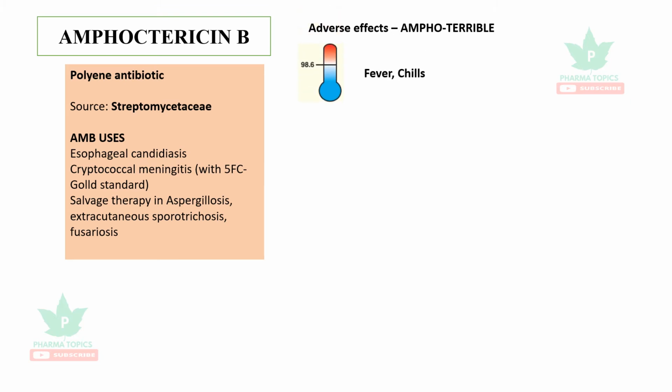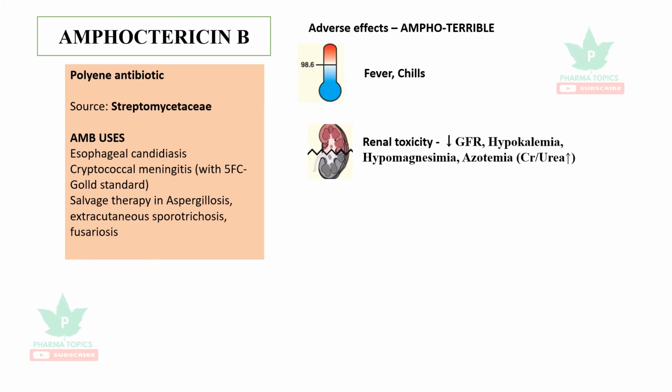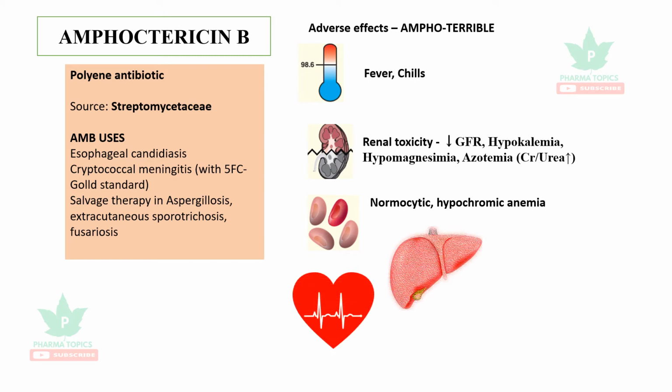The infusion causes fever and chills. It causes renal toxicity. It reduces the glomerular filtration rate, causes hypokalemia, hypomagnesemia, and azotemia, that is, increasing creatinine and urea levels. And apart from this, it causes anemia, which is normocytic and hypochromic. And other than this, it causes QT prolongation, is cardiotoxic, and also causes hepatotoxicity.